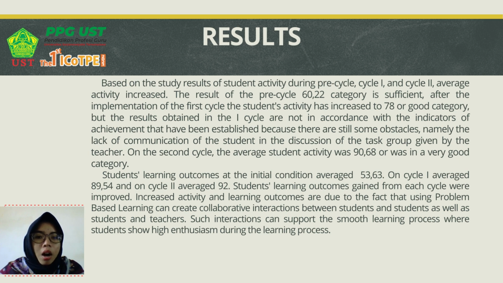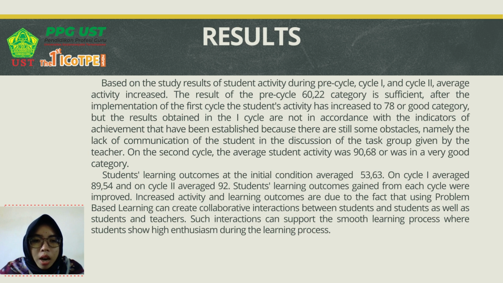obtained in cycle 1 was not in accordance with the indicators of achievement that had been established because there were still some obstacles, namely the lack of communication of the students in the group discussion of the text given by the teacher. In the second cycle, the average student activity was 90.68 in the very good category.